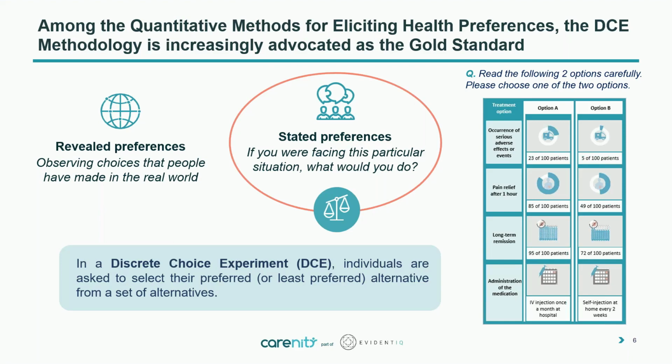On the right side of the slide, you can see an example of choice offered to patients between two alternatives. Each alternative contains 4 attributes, such as occurrence of serious adverse events or pain relief after 1 hour. You can notice that the levels are presented in 2 ways, visual and textual, to reduce uncertainty caused by health numeracy.